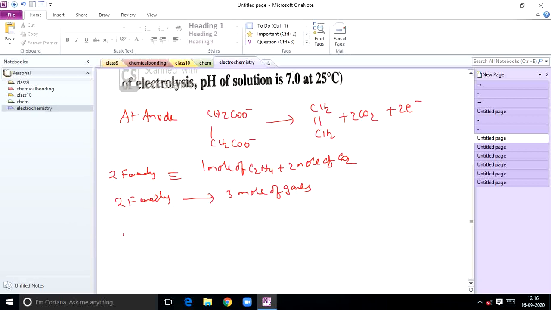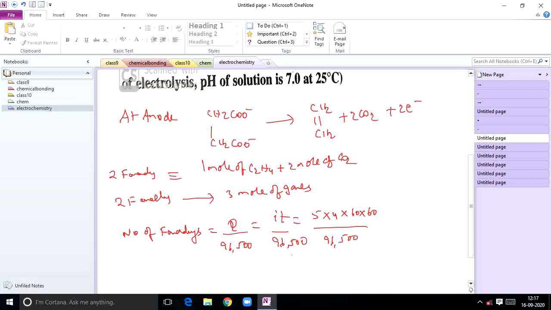You already know the number of Faradays from the data is equal to Q by 96,500. Many times we have used this formula. Q means IT by 96,500. What is the I value? Current 5 ampere, 4 hours given, so 4 into 60 into 60. I converted hours into seconds. So 96,500. If I calculate, I will get 0.746 Faraday. That is the number of Faradays I got.